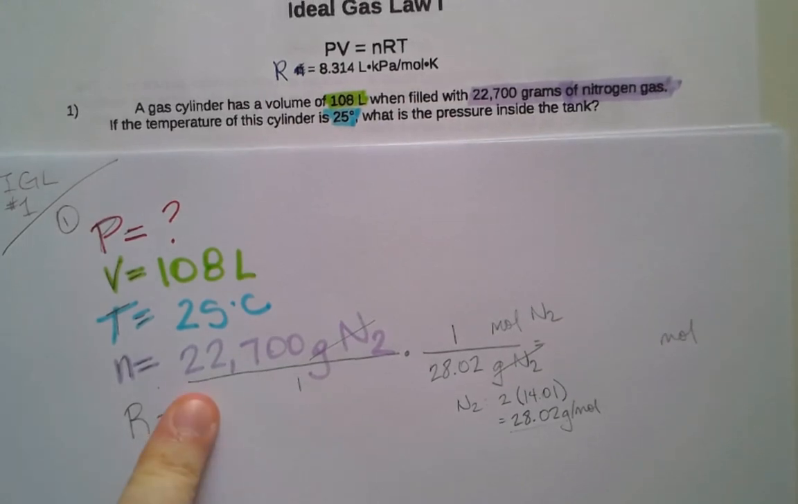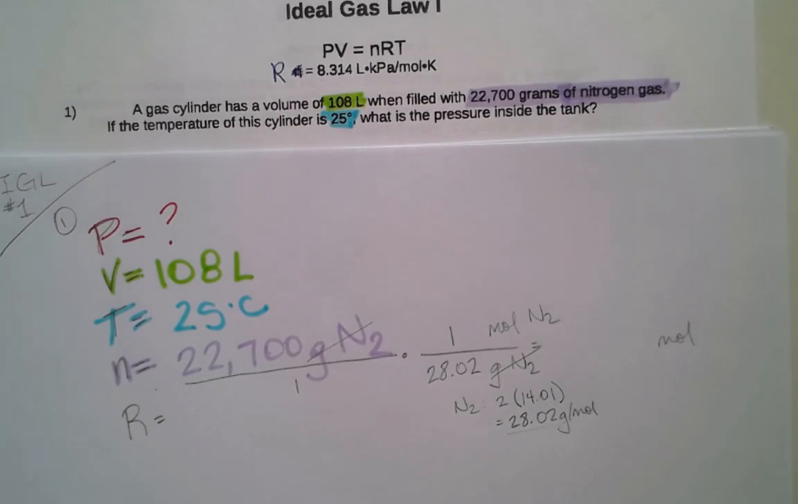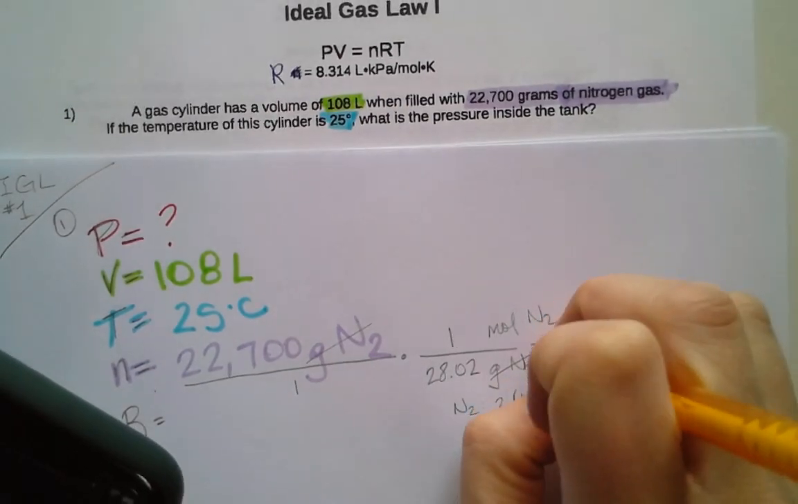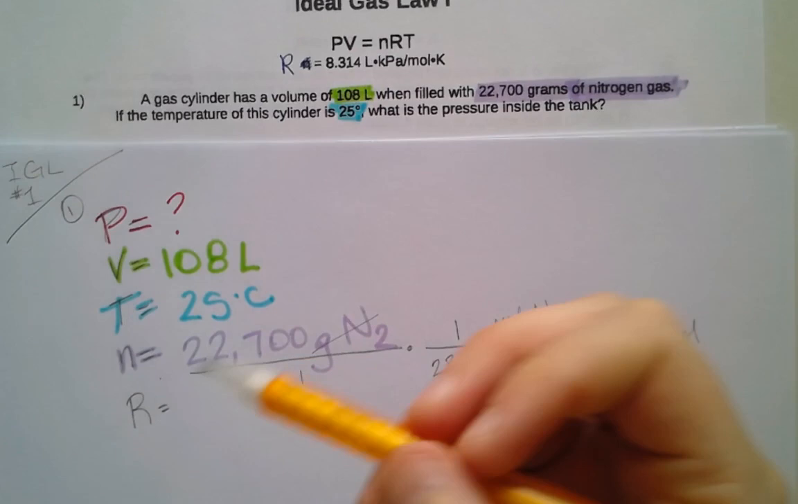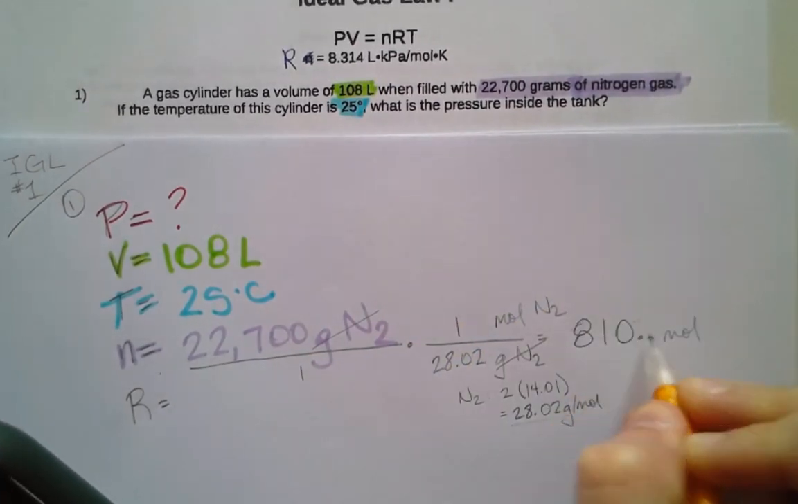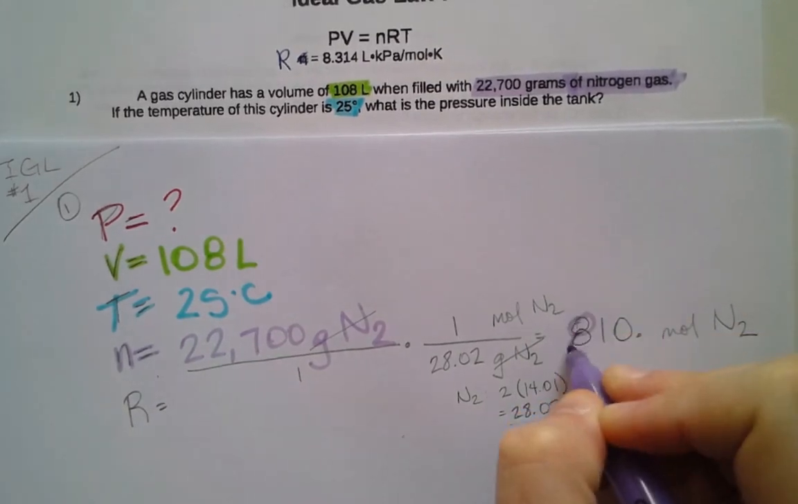22,700 grams of N2. We want to find out how many moles, because what we actually want is number of particles. 22,700 divided by 28.02. Alright, so we have got 810. Yeah, 3 sig figs, we'll take it. 810 moles of N2. This one does have an extra step. Okay, so that is the number that we're actually looking at.